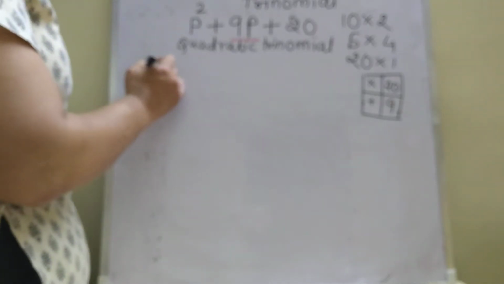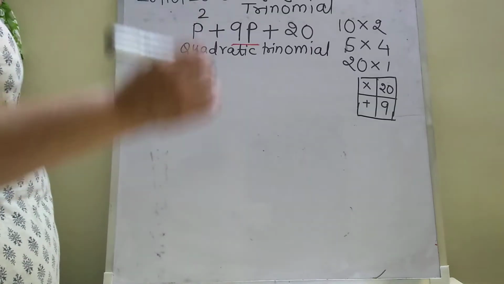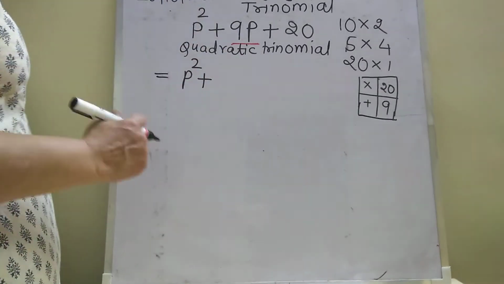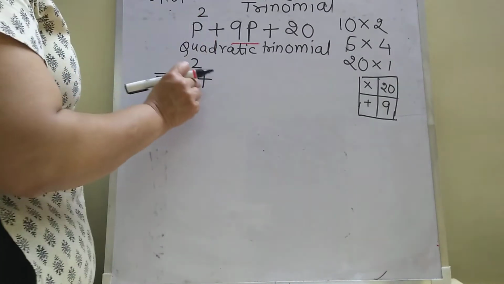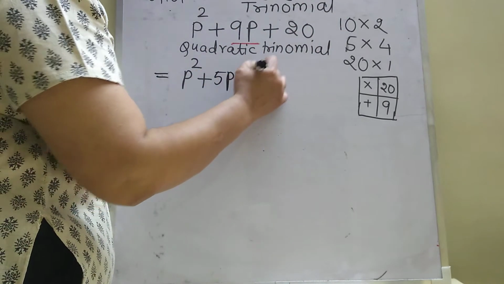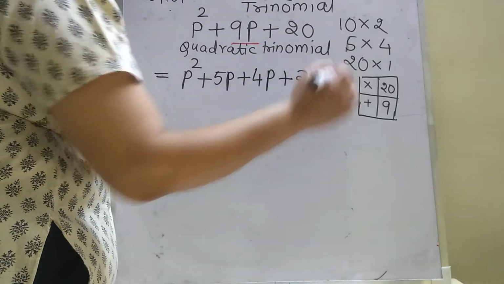This polynomial, this trinomial, I am going to write in a different way. Let us see: p square. Always make a habit of writing the bigger factor first. It is not compulsory, but it will give you the correct answer. Write the middle term sign, write the bigger factor 5p, then write the smaller factor 4p plus 20.